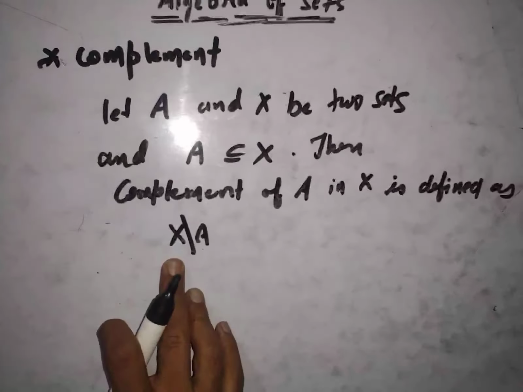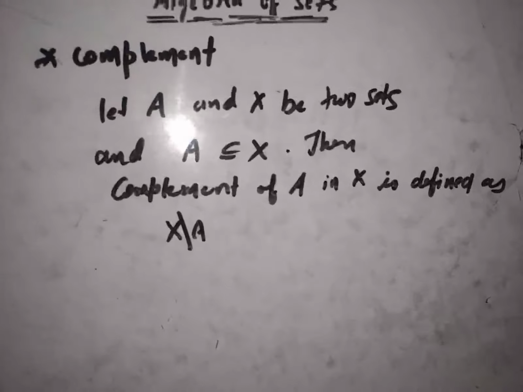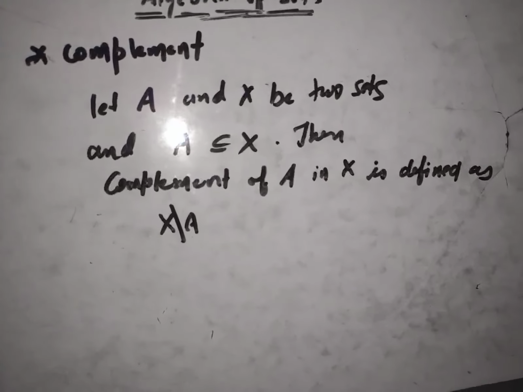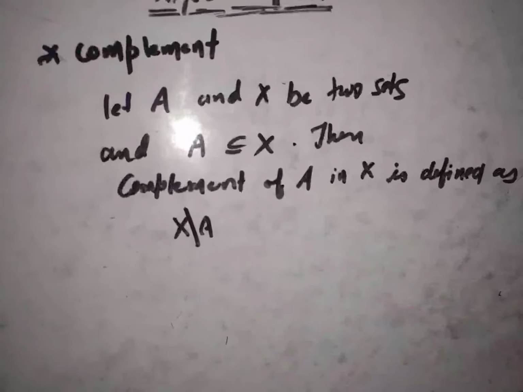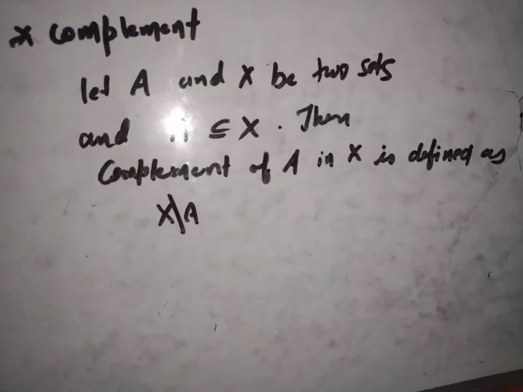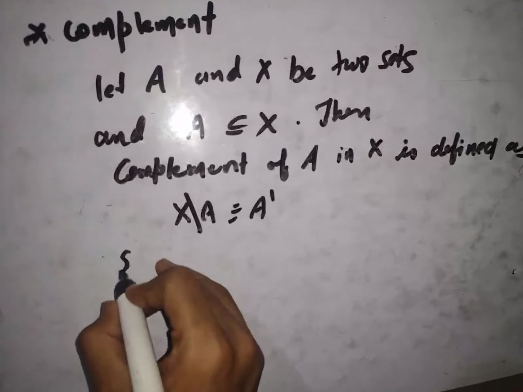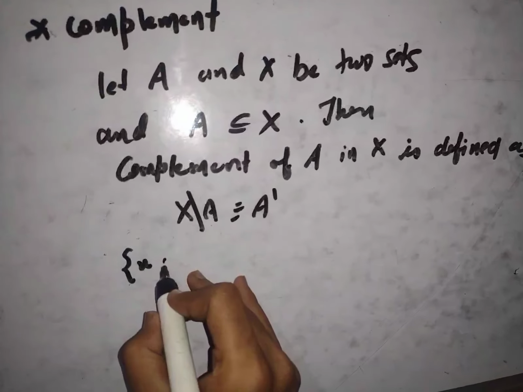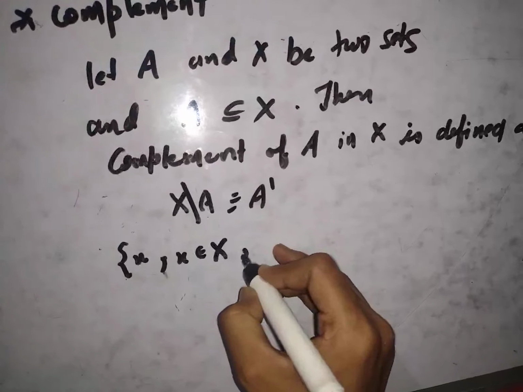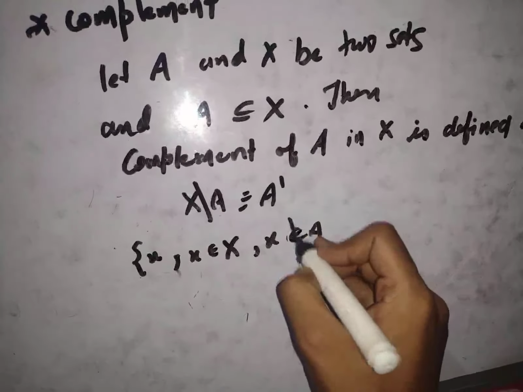So, elements that are in X but not in A. We can actually define complement on the basis of set differences. If we are asking for the complement of A in set X, it means we are asking for all the elements in X which are not in A. This is also equivalent to representing A prime, and in set builder form it can be expressed as x, where x belongs to X and x does not belong to A. So that's how we can define the complement of a set.